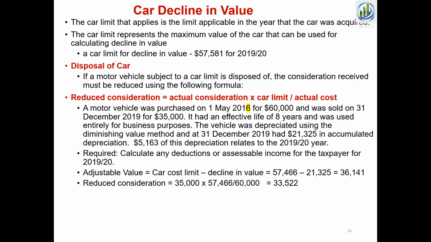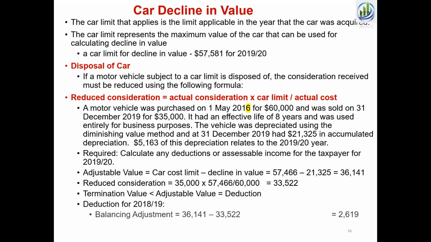Now we will say $35,000. So what is the formula you learned in the top line, the red? Actual consideration $35,000, you got it. So what is the car limit? $57,466 that year. What is the purchase price of the car? $60,000. So if you work it out, your reduced consideration will be $33,522. Now your book value is $36,000. You sold it only for $33,000. So the difference between the two, you lost that. That loss should be included as a deduction in your income tax return. How much?